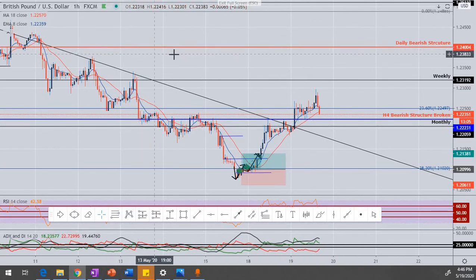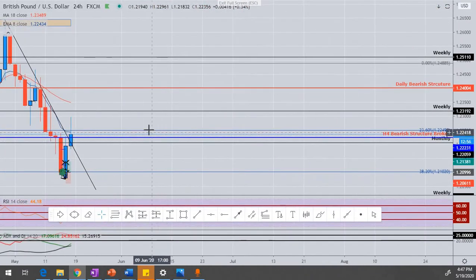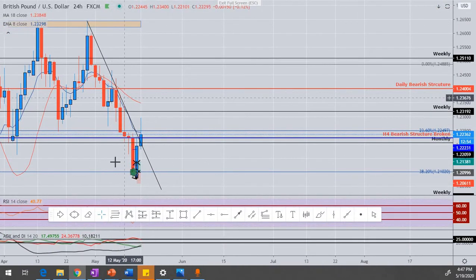Daily bear structure has not quite been broken as yet. So we still have to wait and see. That daily structure would have been drawn off of this last push right down. But for the most part, price is beginning to bite. H4 structure is broken.